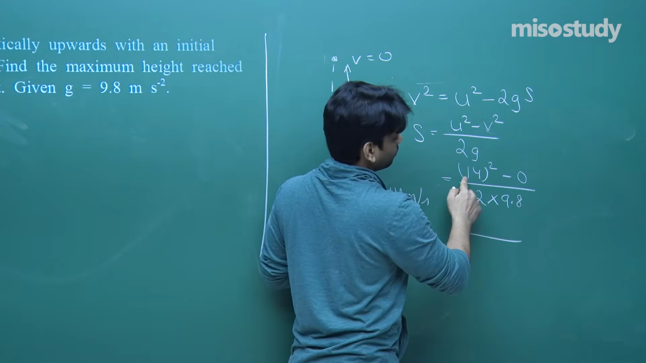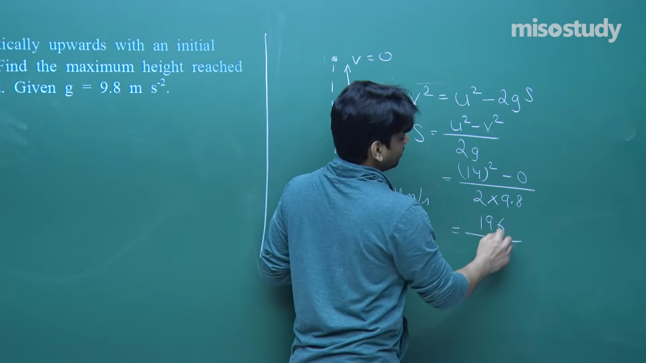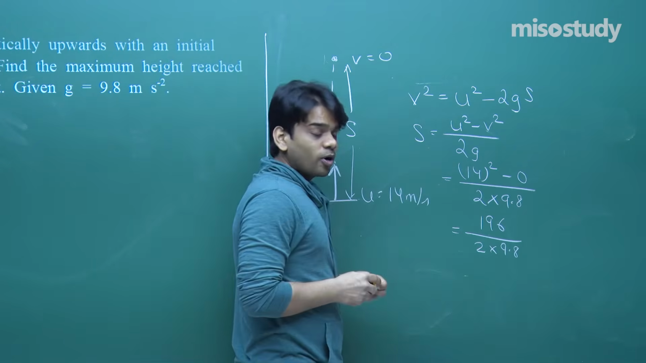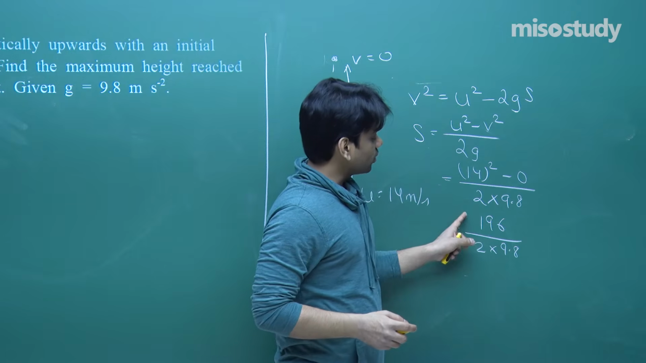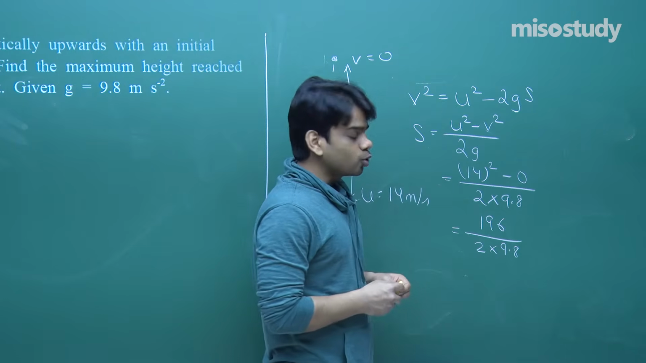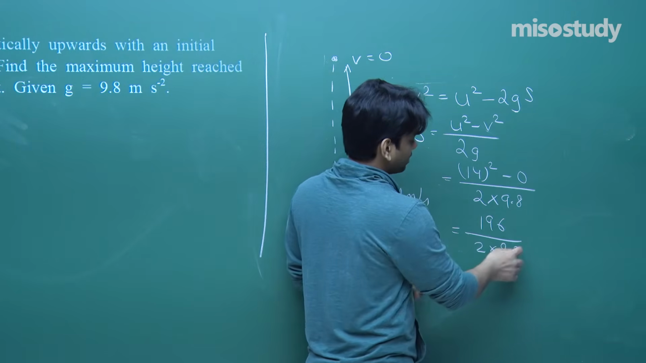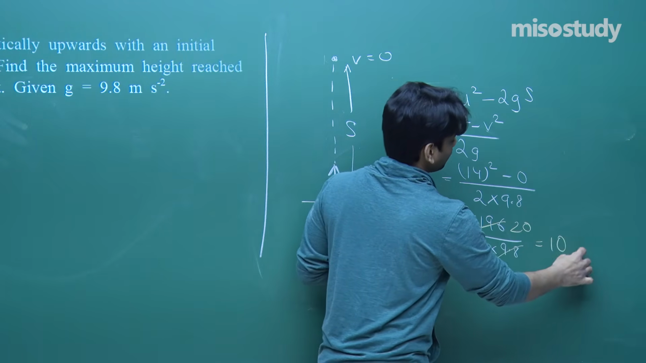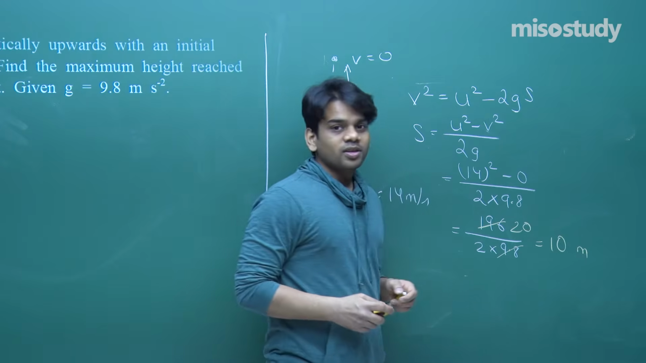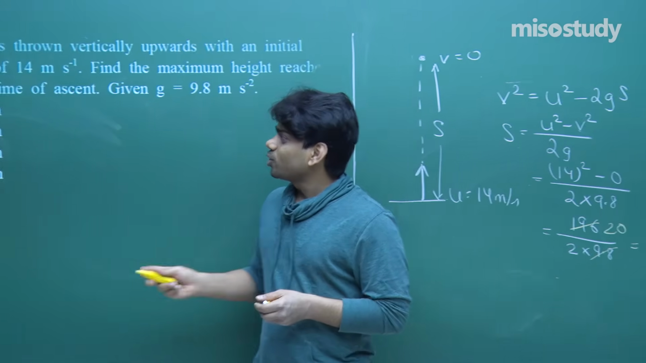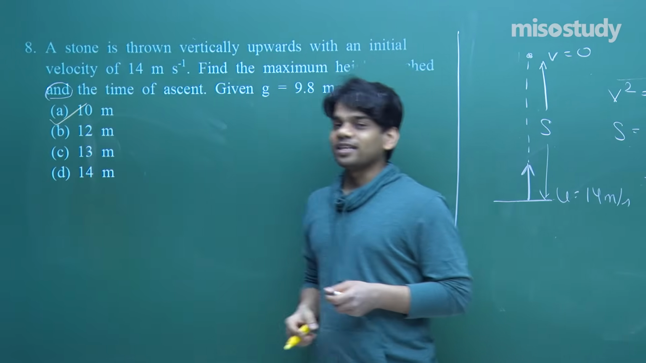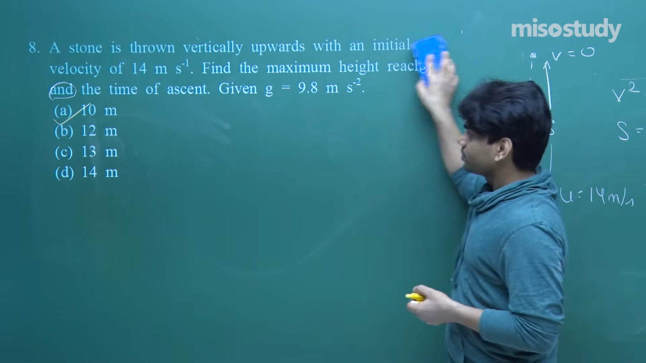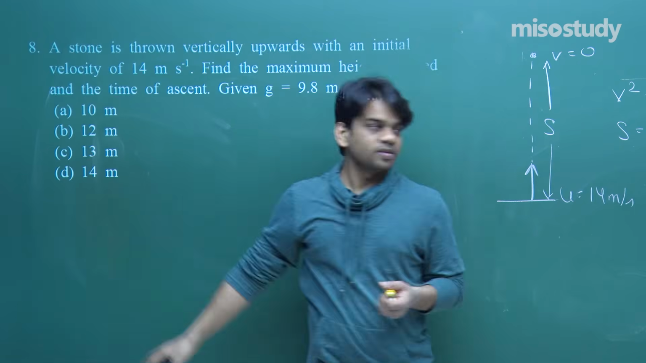This you will get as 14 whole square 196 upon 2 into 9.8. Now see here, 9.8 times 20 will give 196, so we can cancel out, this will give you 20. So 20 by 2 will give you 10 meter as the answer. So the right answer is 10 meters. Let's go ahead with the options. Option number A matches, that is 10 meter is the right answer for this maximum height attained. Let's go ahead with the next one.